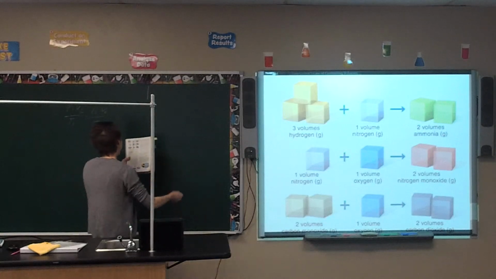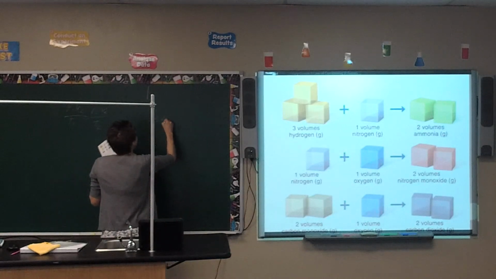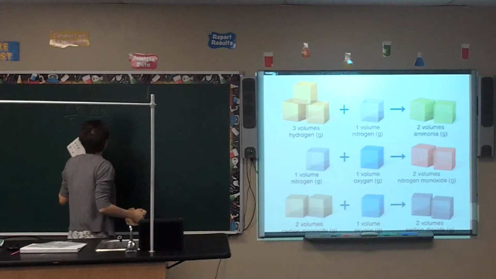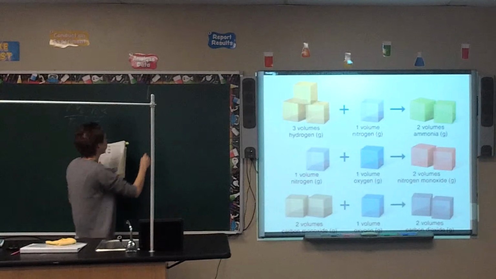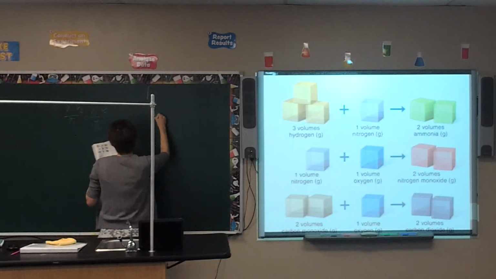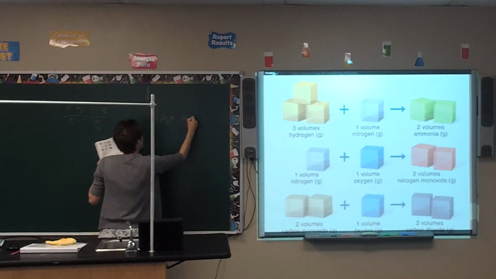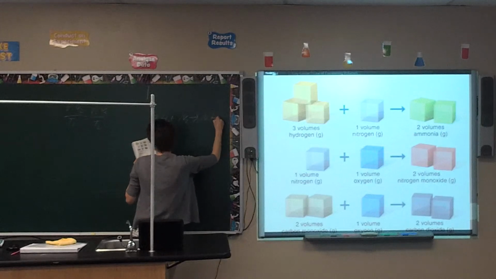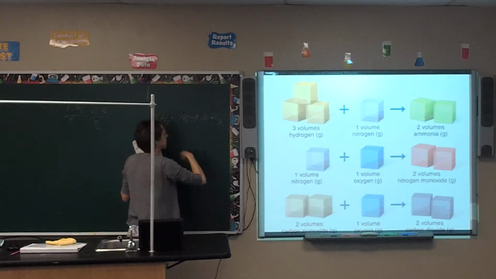So if it makes you feel better to write them out, I don't know if this is going to be large enough to show up, so I'll just write big. So we would say 3 H2 plus N2 equals 2 NH3. Hopefully you recognize what ammonia is as a side note.